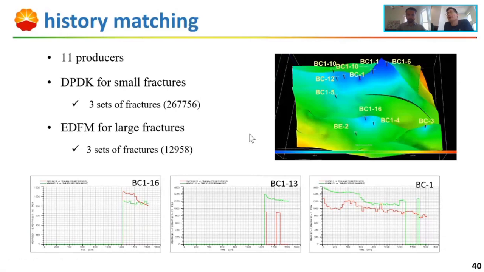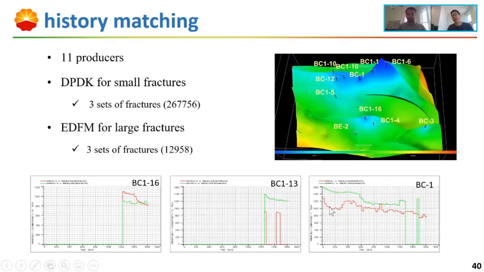So based on this reservoir model, we did 3 years of history matching. Here we have 11 producers. Now we have a set of DPDK smaller fractures, and also we have 3 sets of EDFM for large fractures. Now we can play not only with DPDK but also EDFM, and we can even set each set of fractures with different parameters. Here, I show the first time we directly input the calibrated fracture model into the reservoir simulation and did the history matching. We got the result.